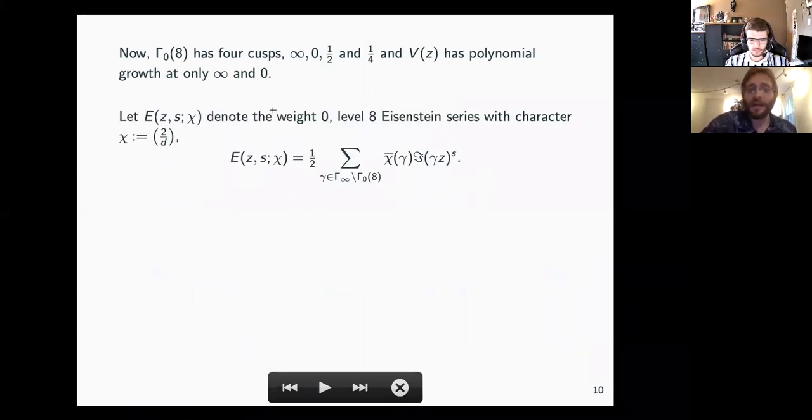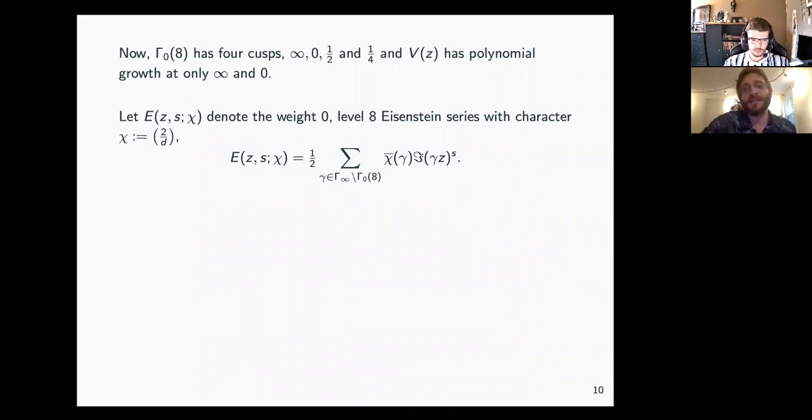So we let E(Z, S, chi) denote the weight 0 level 8 Eisenstein series with the same character that we've been seeing throughout this talk. This is a lot like our Poincaré series. It just doesn't have the additive twist attached to it. Maybe it's better to say the Poincaré series is a lot like our Eisenstein series.